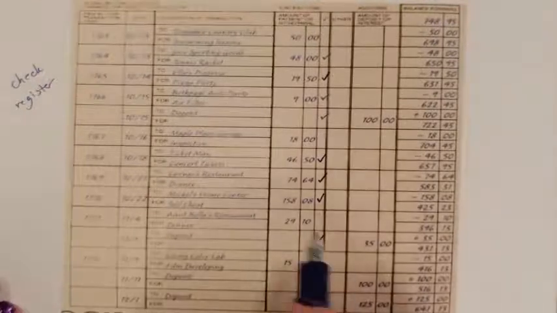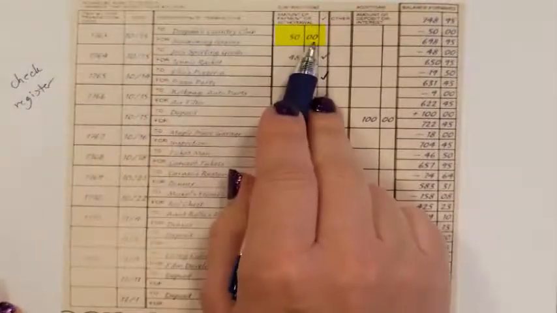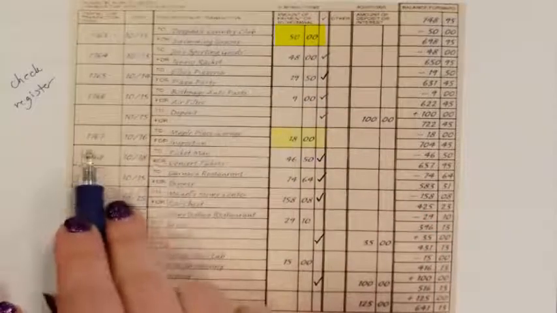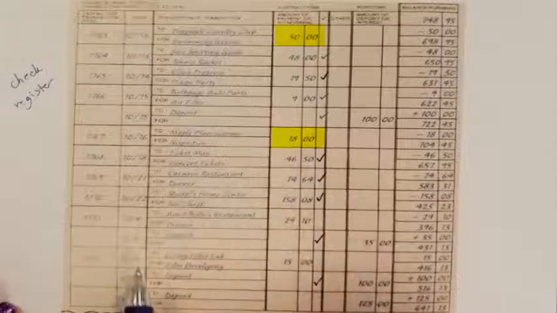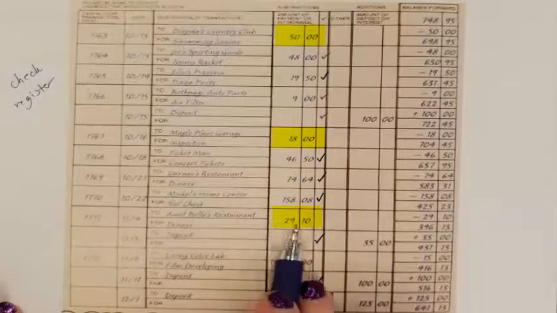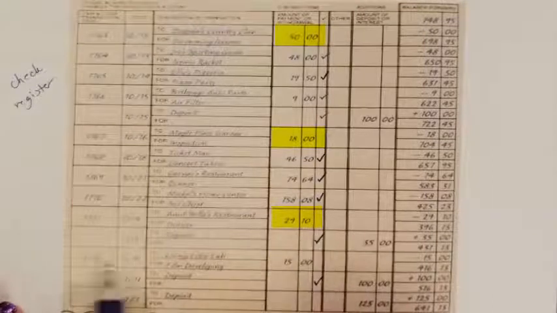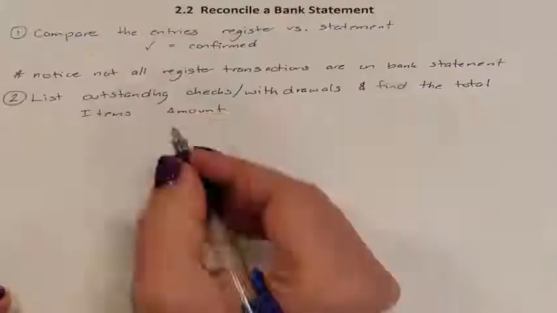So here's my register. I see that check 1763 was for $50. I need to write that down. I see check 1767 for $18. I need to write that down. I see check 1771 for $29.10. I need to write that down. And check 1772 for $15. I need to write that down.